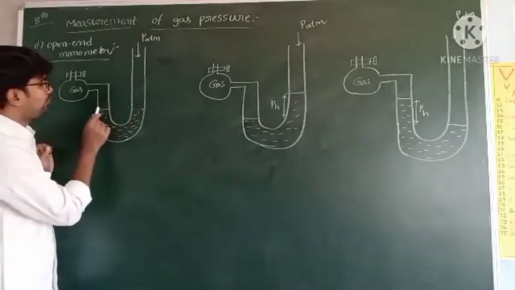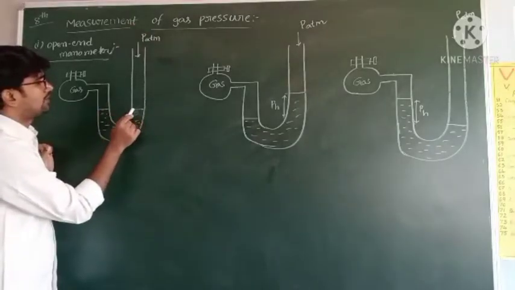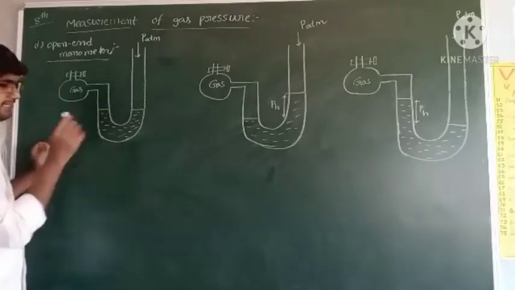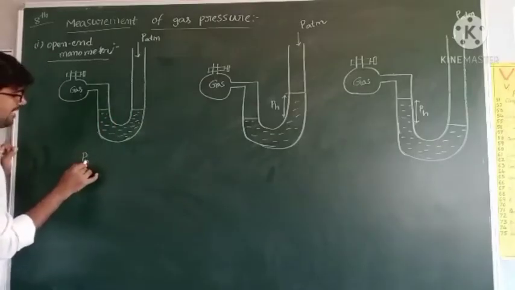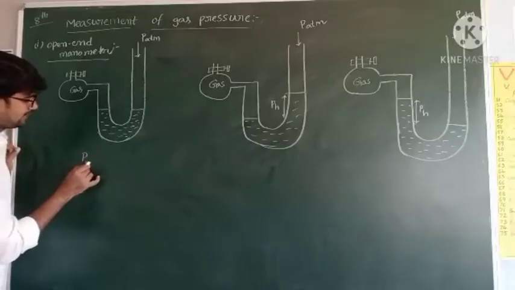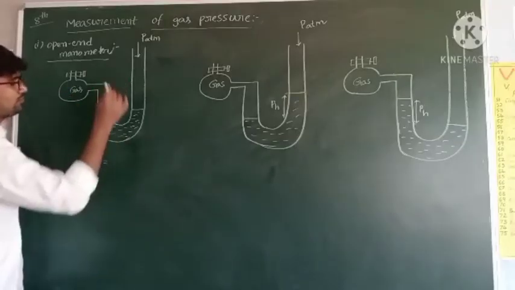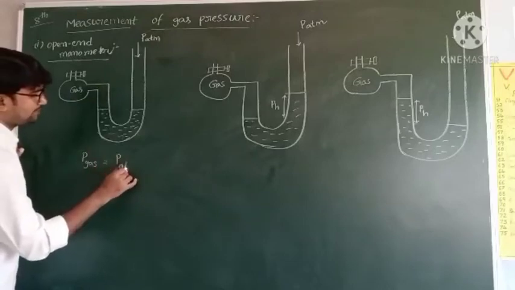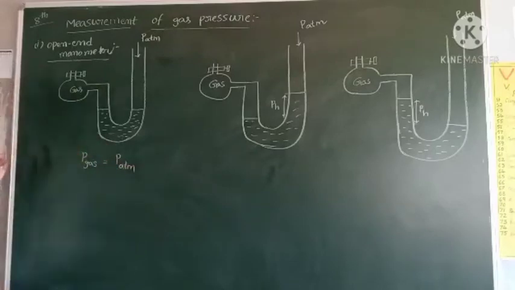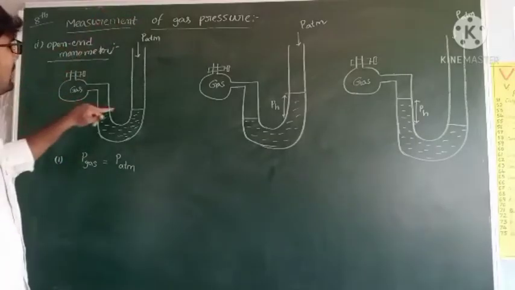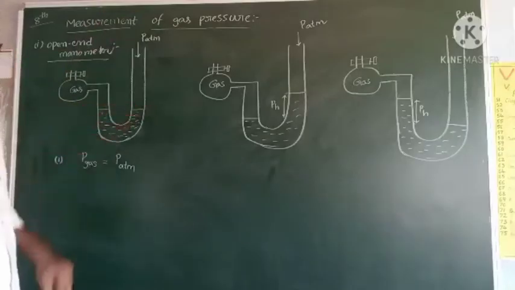If these two limbs, these two surfaces, are equal like this, in this case P gas, the pressure of the gas, is equal to the pressure of the atmospheric gas. This is the first formula. So in the first formula, what is the one condition? Both sides, that is the limbs, are at the same level.